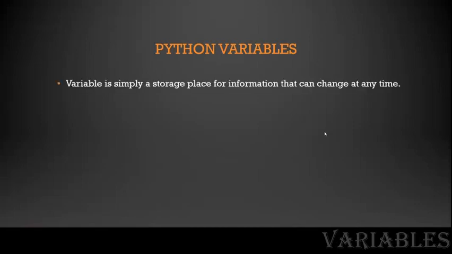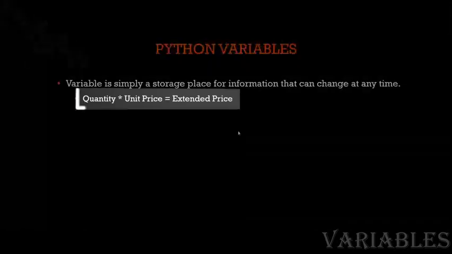For the multiplication operator, we had something like a into b. If you want to store this value, we'll use another variable known as c. So that is about variables. Is there any syntax for variable declaration? Yes, there is. As I was saying, a variable is a simple storage place for information that can change at any time.